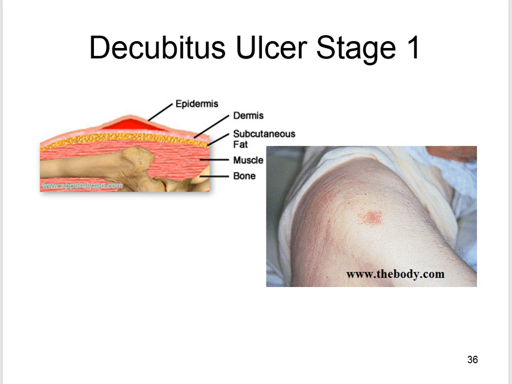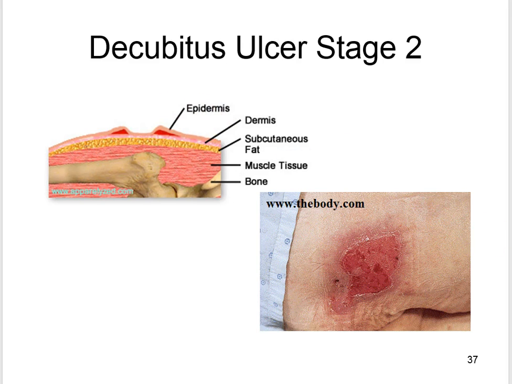So stage 1, the skin is not broken but is red or discolored. The redness or change in color does not fade within 30 minutes after the pressure is removed. And remember, the epidermis is the topmost layer of the skin. Stage 2, the epidermis is broken, creating a shallow open sore. Drainage may or may not be present.